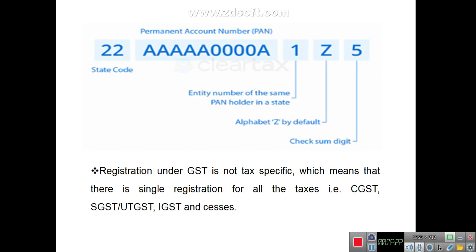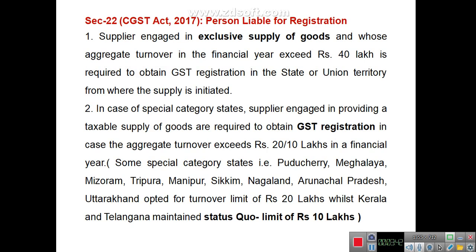Registration under GST is not tax specific. It means that it requires only one single registration for any type of GST, either CGST, SGST, UTGST or IGST. They don't need to register separately for each type of GST. Section 22 of the CGST Act 2017 explains about the persons liable for registration.